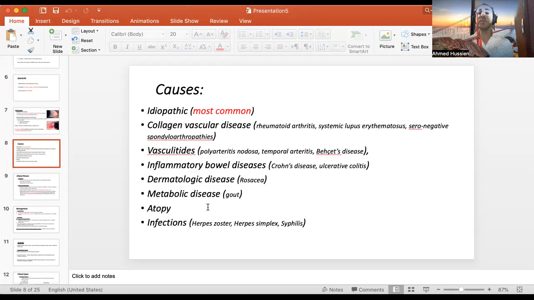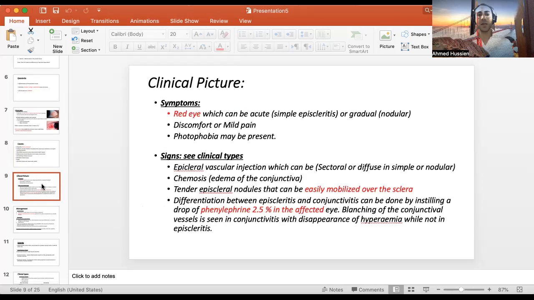So when episcleritis takes place as a single solitary episode, it's usually idiopathic and you don't have to search for an underlying etiology. But if the patient has recurrent attacks of episcleritis, you have to search for an underlying cause like this list.